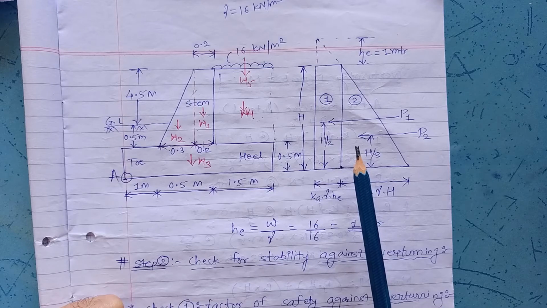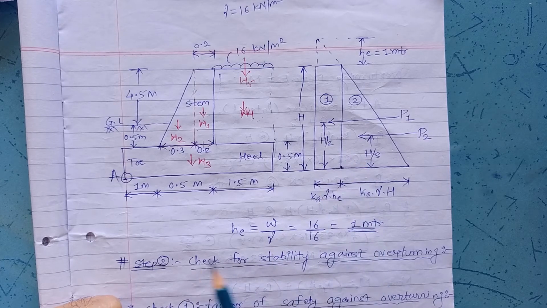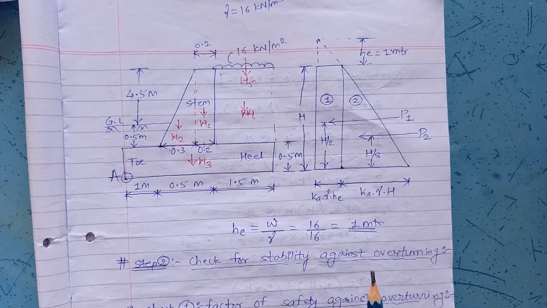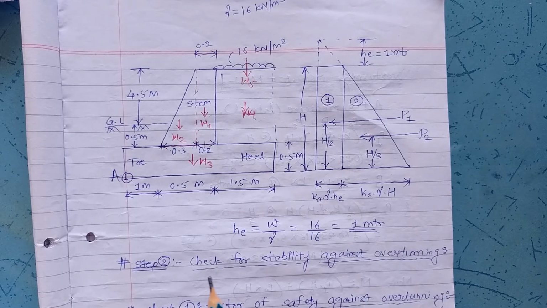Now we will move towards step number 2, that is, check for stability against overturning. In short, in step number 2 various checks are to be provided: first, stability against overturning; second, against sliding; and third, check for maximum pressure. Under that, first one, check for stability against overturning.